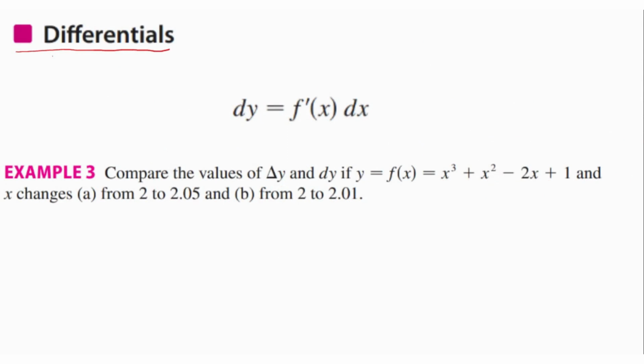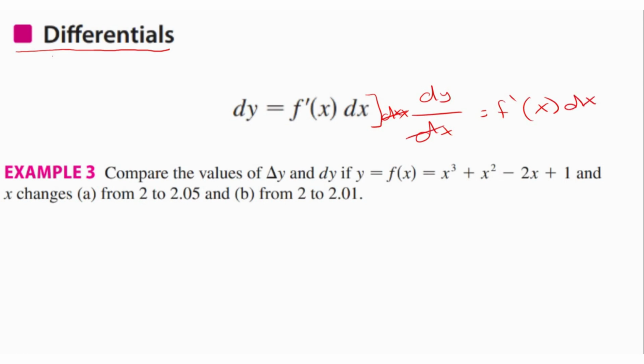Let's have a look at the differentials concept of this section. So basically here we can define dy to be f prime of x multiplied by d of x. And this is coming from the fact that dy over dx can be represented by f prime of x. So if we multiply both sides by d of x, what we get is this differential.